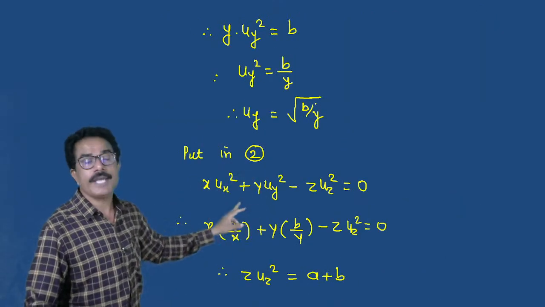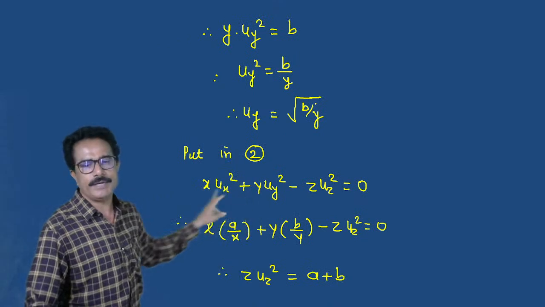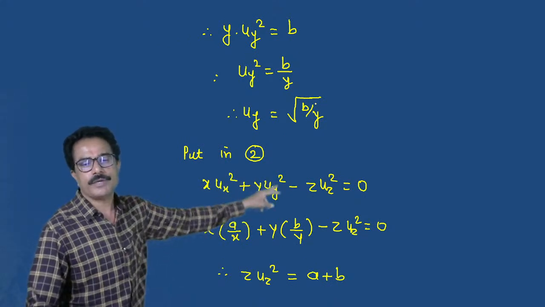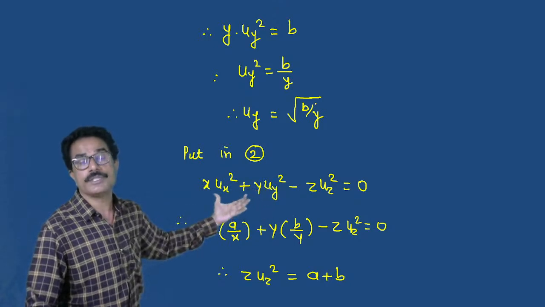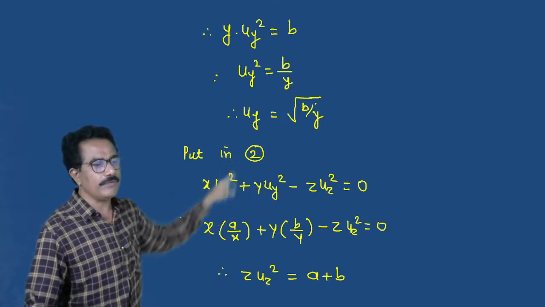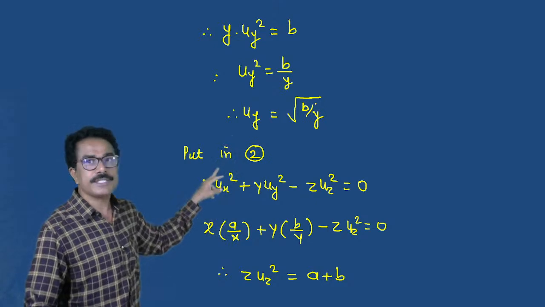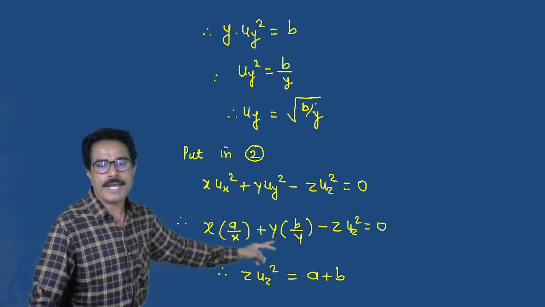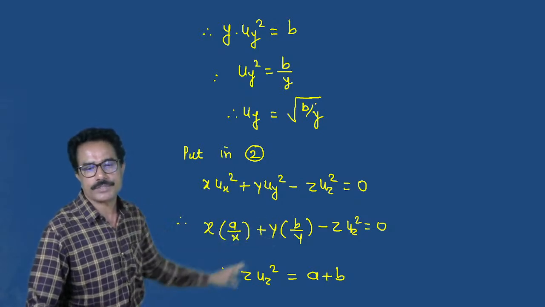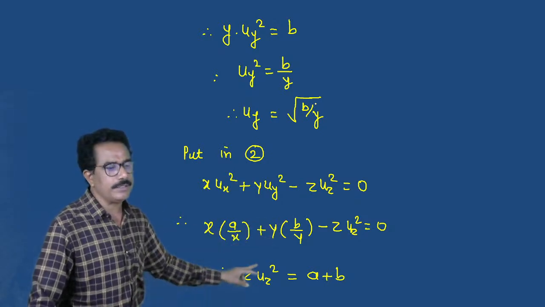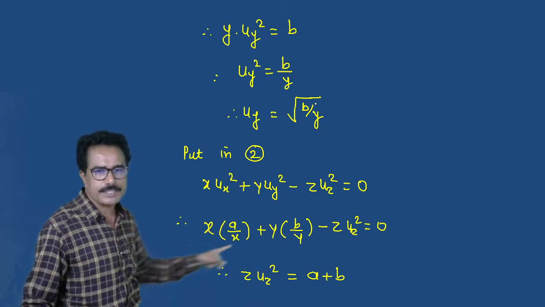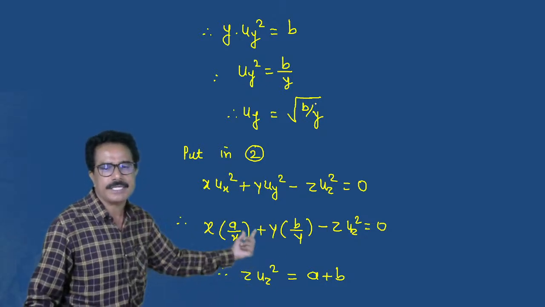Now put these values of ux and uy in equation 2. So x ux square plus y uy square minus z uz square is equal to 0. This is equation 2. Put the value of ux, means ux is root a by x, so ux square means a by x, plus y into b by y, minus z uz square. So z uz square is equal to a plus b. This x cancels, this y cancels, a plus b.